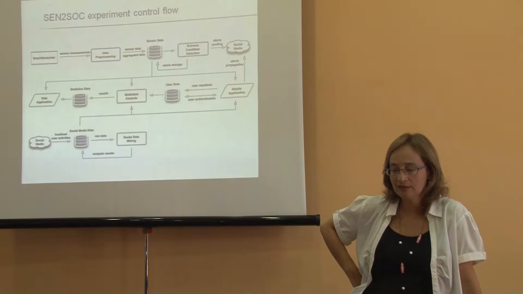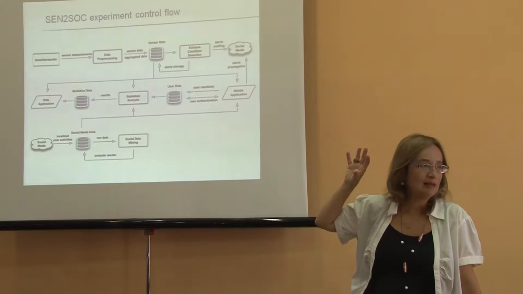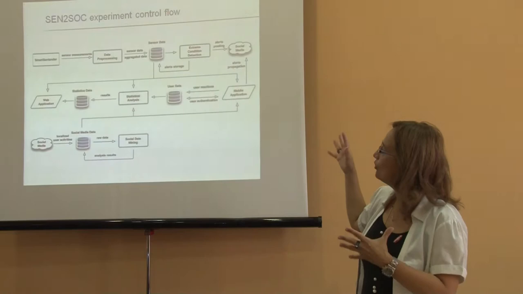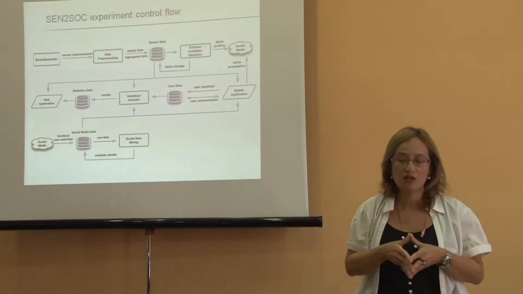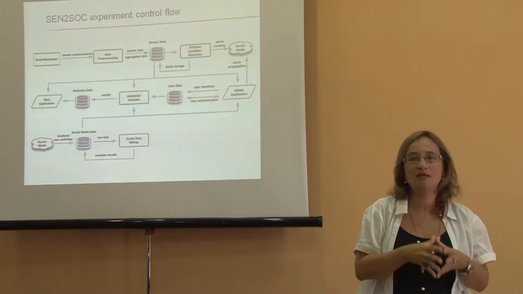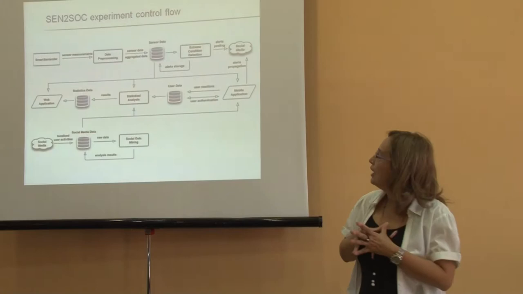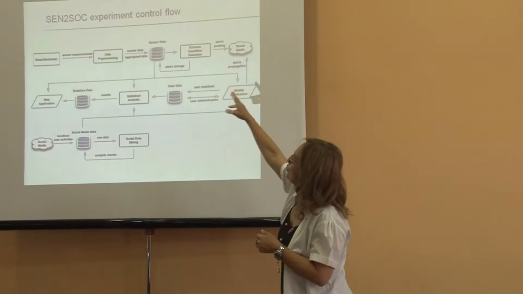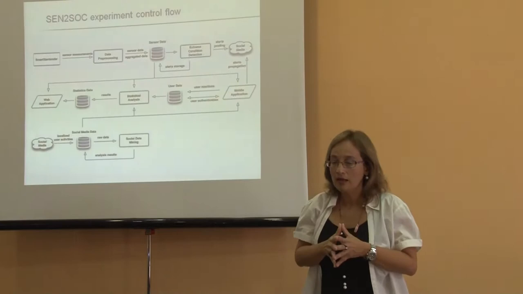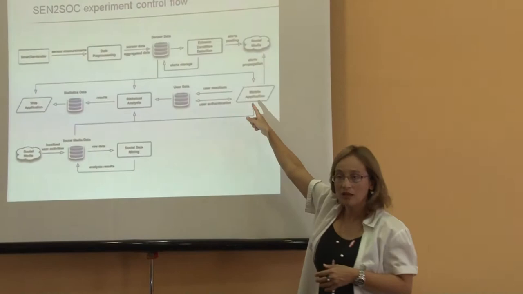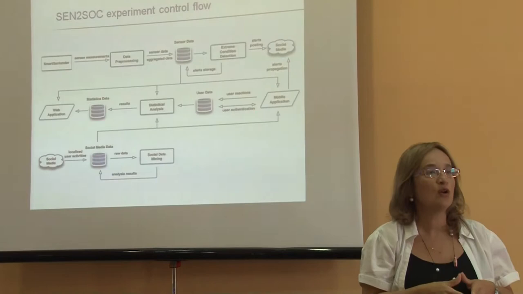Now, this is an experiment control flow that we have designed. Maybe it seems a little bit complicated, but it exposes the flow that we had. Starting from the SmartSantander and the sensor measurements, we had to perform the data pre-processing in order to have these aggregated data files. As I said, I will explain it better in the demo. Now, we keep these aggregated values, and then they are important for extreme condition detection and for posting in social media. As for the social media part, this alerting is in collaboration with the sensor network of users who access the social network through the mobile application.